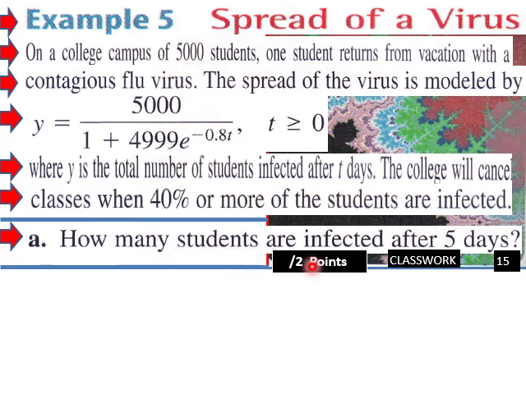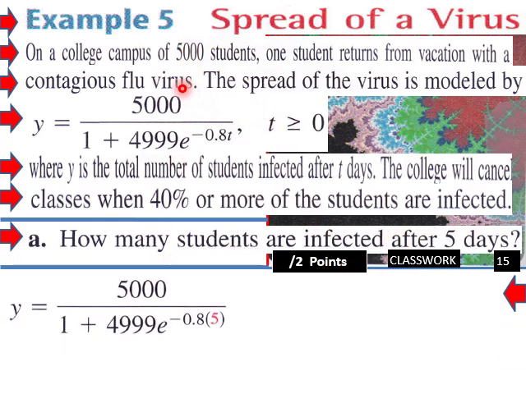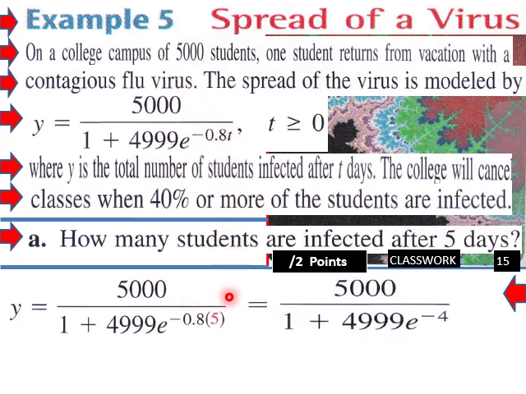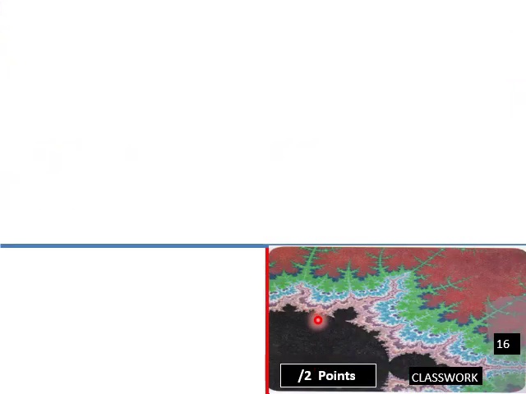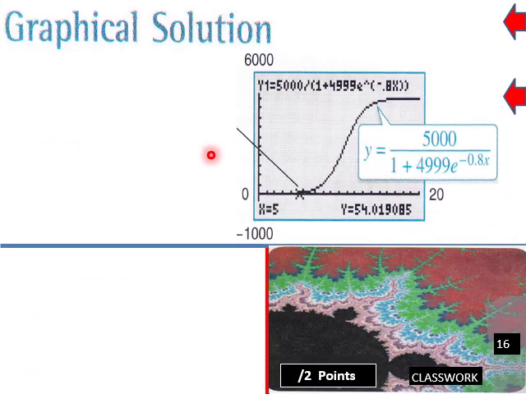So how many students are infected after 5 days? So we have the function here. So we plug in 5 here for t. And then 5,000 here over 1 plus 4999e to the negative 4. Negative 0.8 times 5 is negative 4. And then when you crank this out, you get 54. So for 5 days, you have 54 students who are infected.